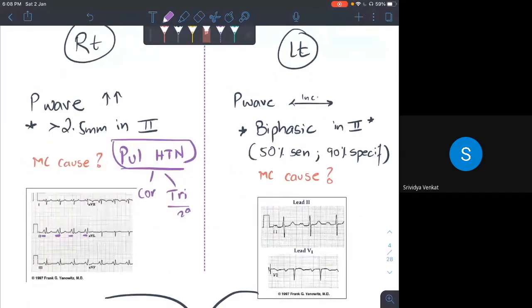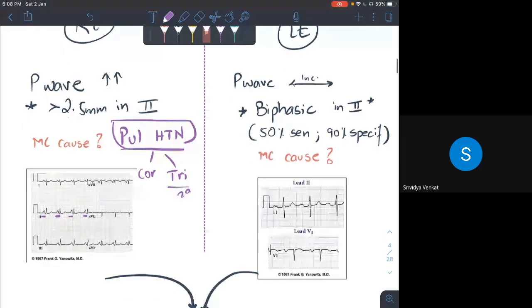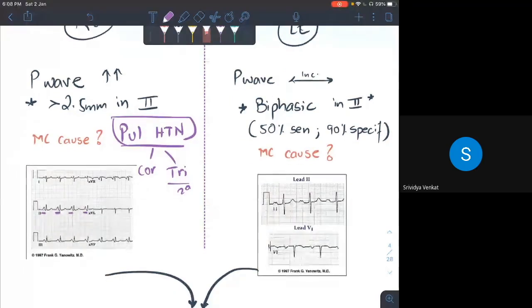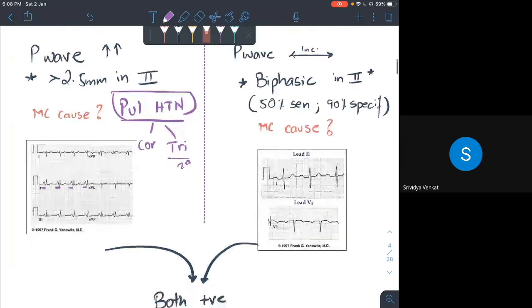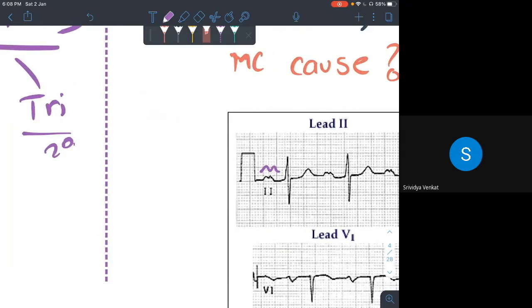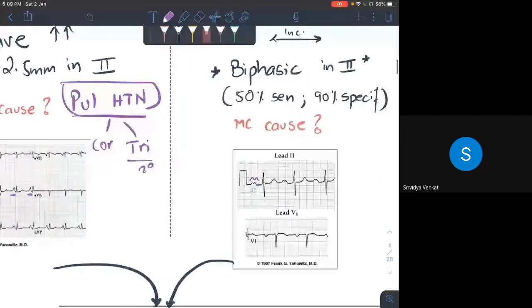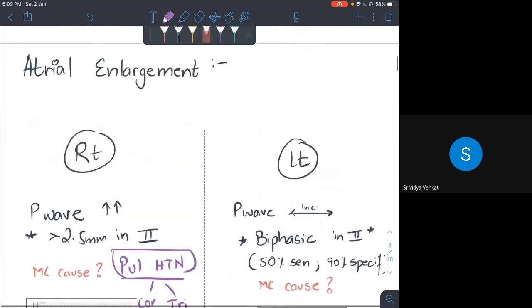Now, this is where things get interesting. You know, the classical biphasic P wave, which you read in textbooks. It's usually not seen. So the sensitivity of it is just 50%. So only 50% of the people who have left-sided atrial enlargement are going to have this sort of typical biphasic curve out here on lead two. But if they have it, it means that almost certainly, which is 90% surety, you can say that this person has left-sided atrial enlargement.